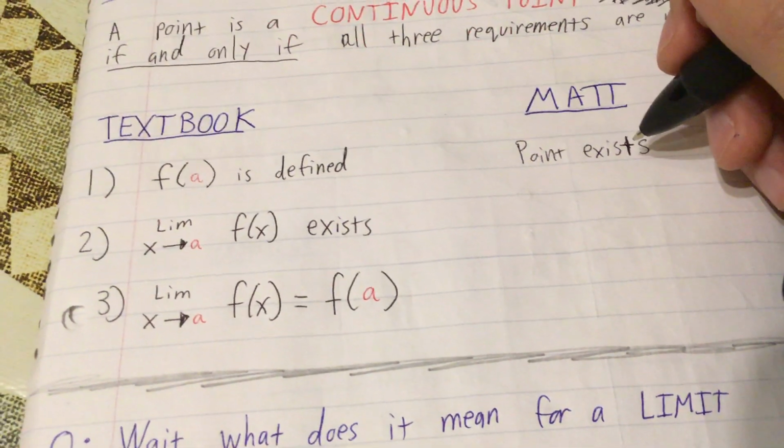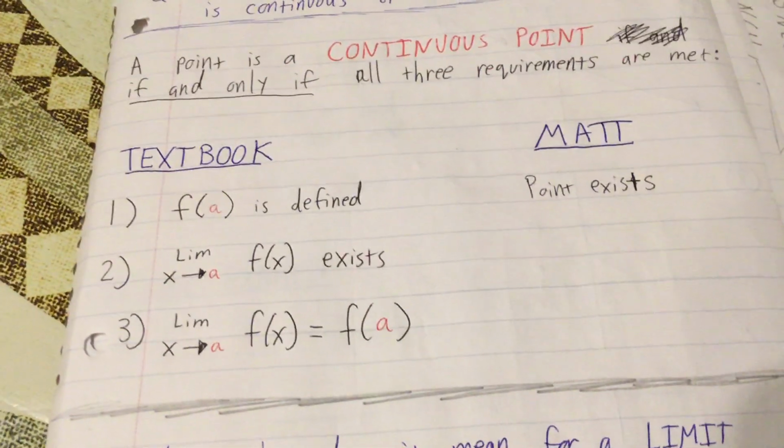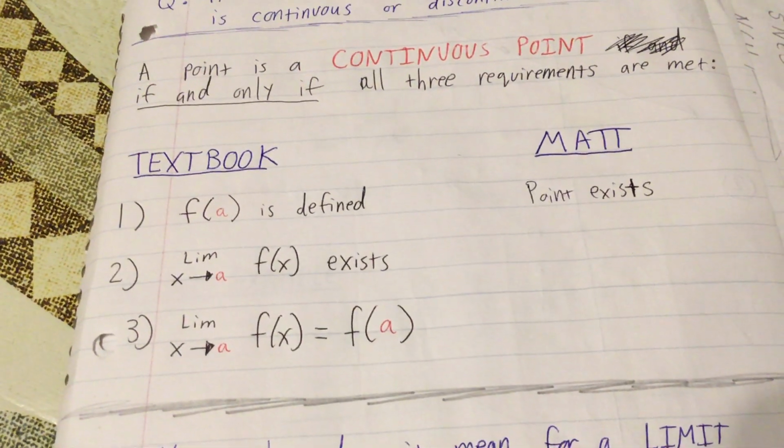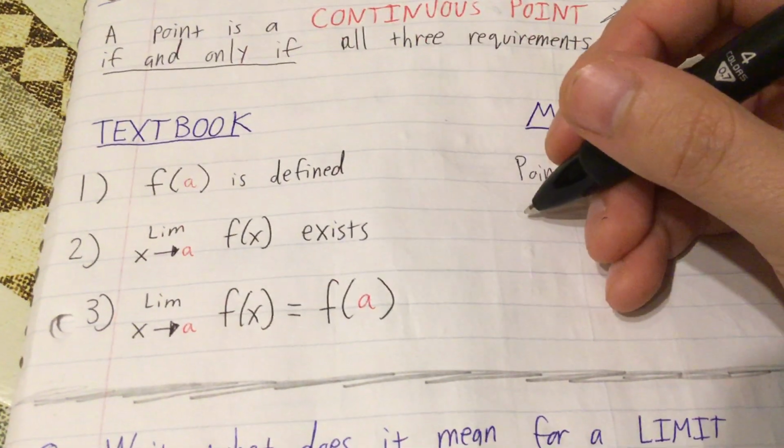First off, you can't have a continuous point unless the point is there. If there's a hole in the graph, I mean, you're done. It's already discontinuous. It fails. The limit has to exist.